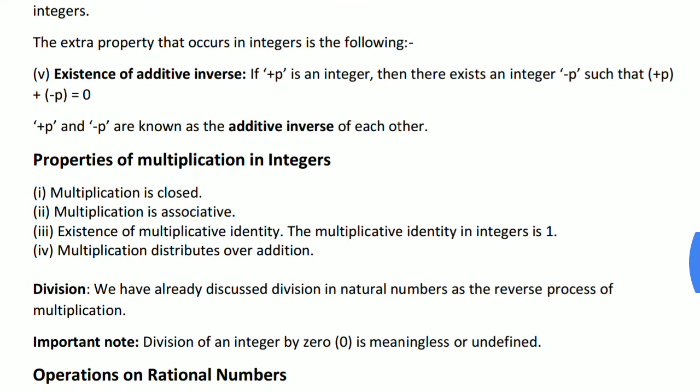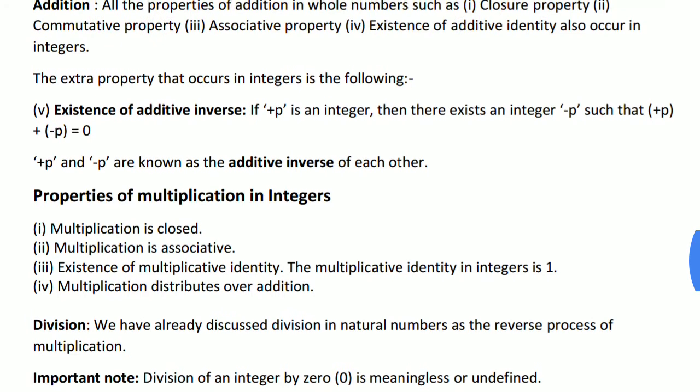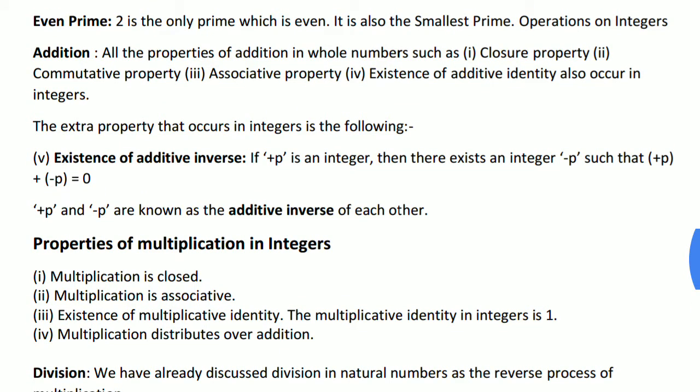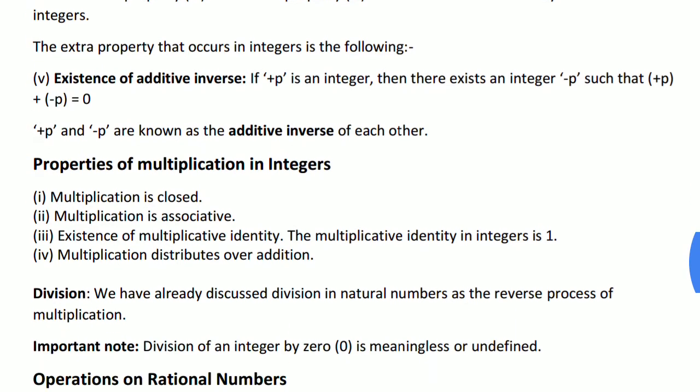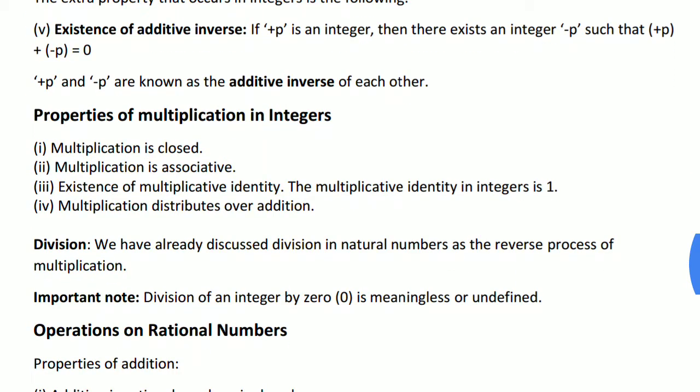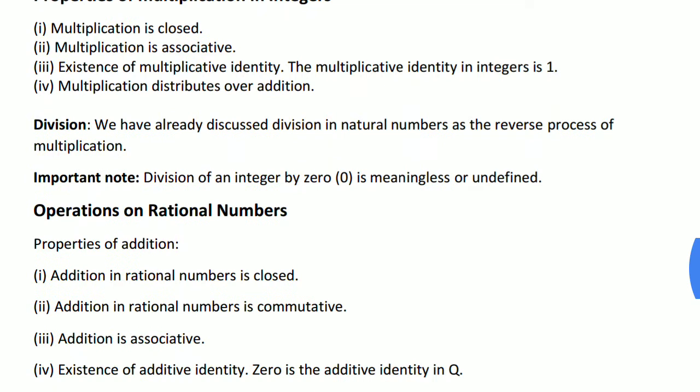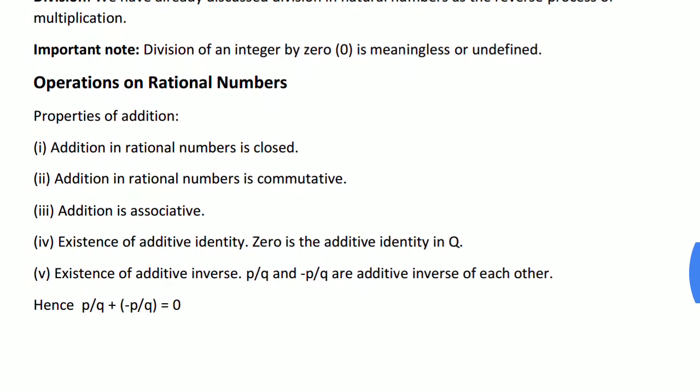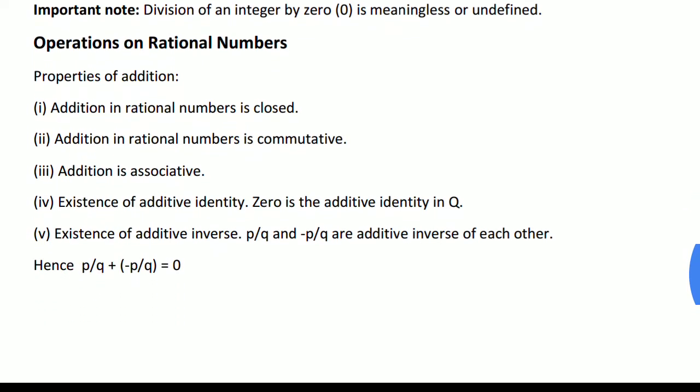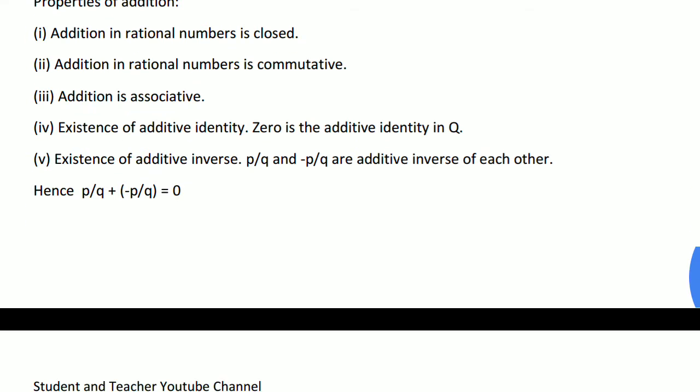Now what are the properties of multiplication in integers? So previous was the properties of addition in integers, then properties of multiplication in integers. So what are the properties they follow? All are given here. Then comes the rational numbers. So what are the properties that rational numbers follow?